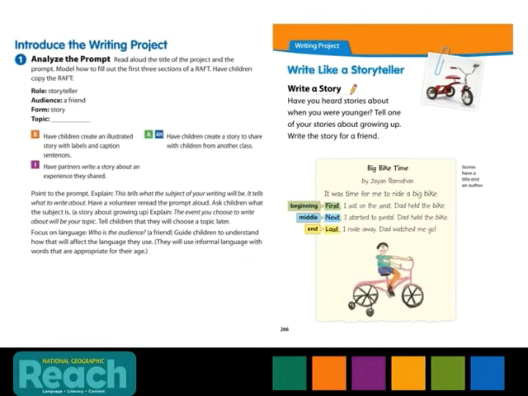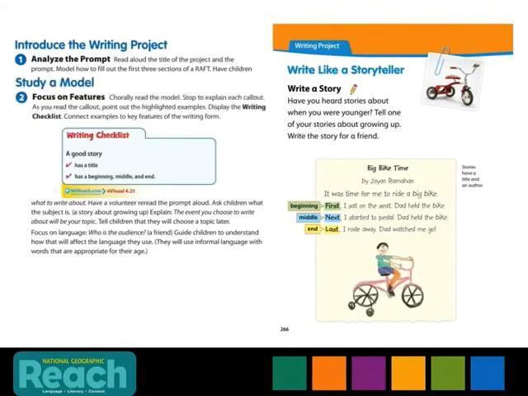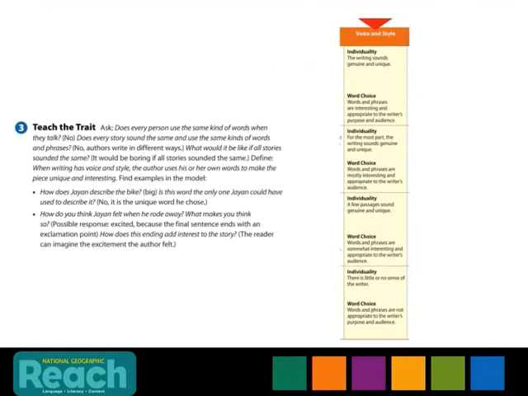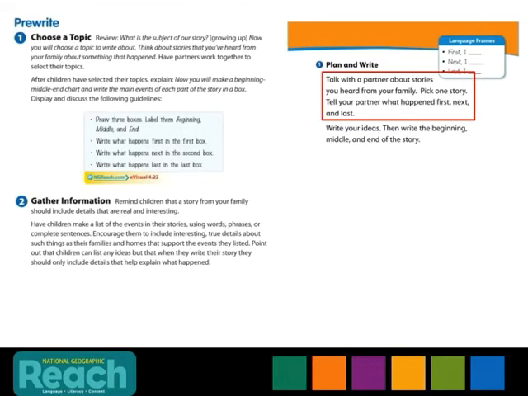Now, let's take a closer look at the writing project itself. You will begin the writing project by analyzing the prompt using the RAFT strategy and discussing who the intended audience is. Then, you'll have students study the writing model and focus on the features of that mode using a checklist. Next, you will teach the trait and model how the trait is broken down in the student book in order to make the parts accessible to all students.